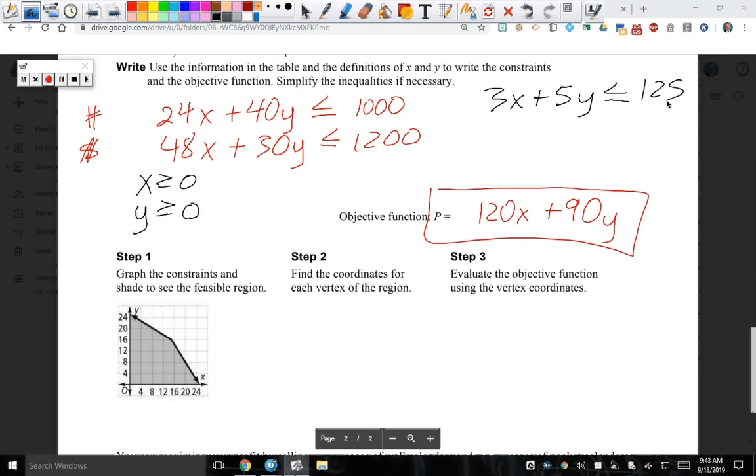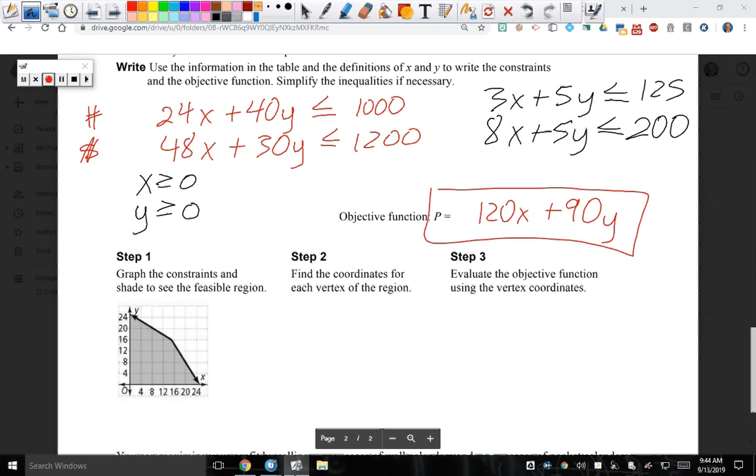125, right? So that one's our first one. And let's say we divided the next one by, let's say, 6. If I divided the next one by 6, what would I get? 8x plus 5y is less than or equal to 200. So these are just reduced forms, basically, of what you have here, so it's easier to see what the line looks like, per se. You see what I'm saying? It's just like a scale factor.